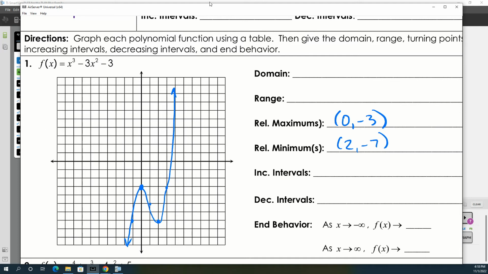Okay, now I'm just going to go ahead and tell you right now, the domain of every polynomial function is all real numbers. So you can just go ahead and put that R there, that fancy R that means all real numbers. Because they're all going to have an arrow pointing to the left and an arrow pointing to the right. So the domain is going to be all real numbers. Now the range will change from problem to problem. Now this one, because I have an arrow going down and I have an arrow going up, my range is also all real numbers.